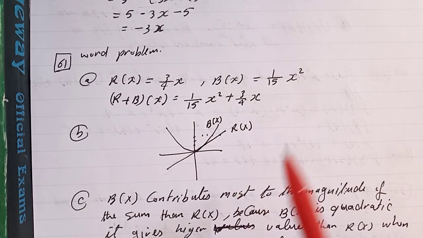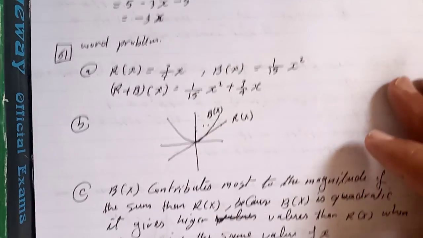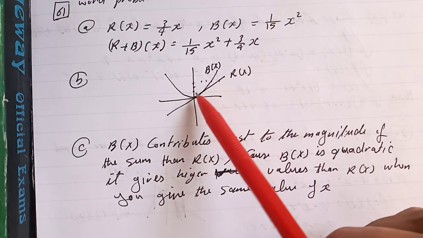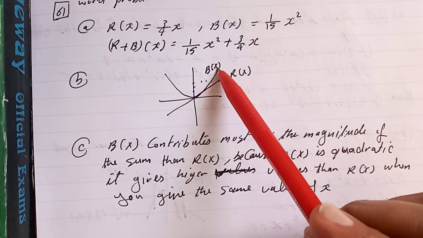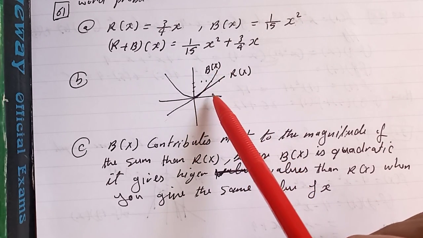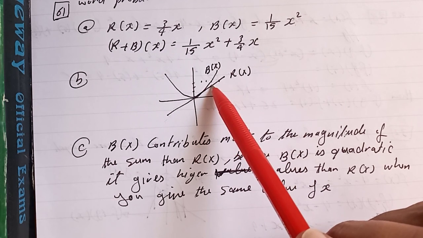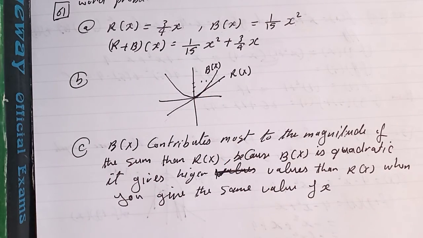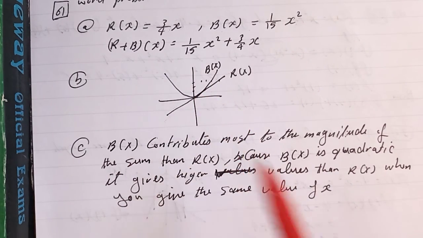And number C, which function contributes most to the magnitude of the sum at the higher speed? Of course, the higher-degree function contributes the most. Why? Because for the same x, look, you'll find that it gives you a higher value for y than the R(x).